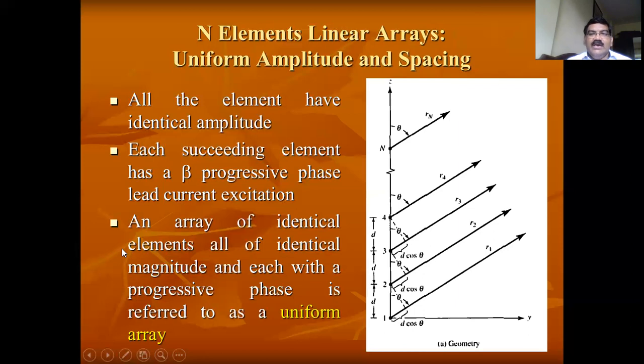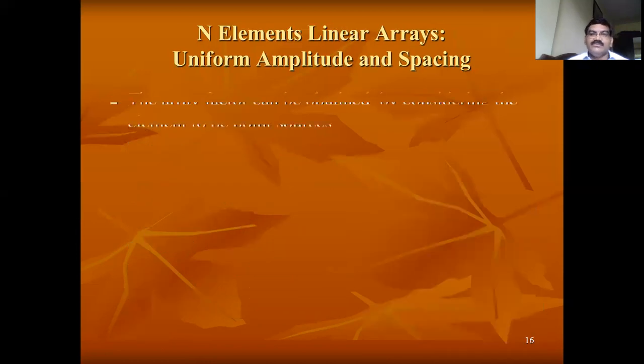An array of identical elements, all of identical magnitude and each with a progressive phase, is referred to as a uniform array. So if you give the progressive phase and the amplitude is uniform, with constant amplitude for everyone, then that array is called the uniform array.